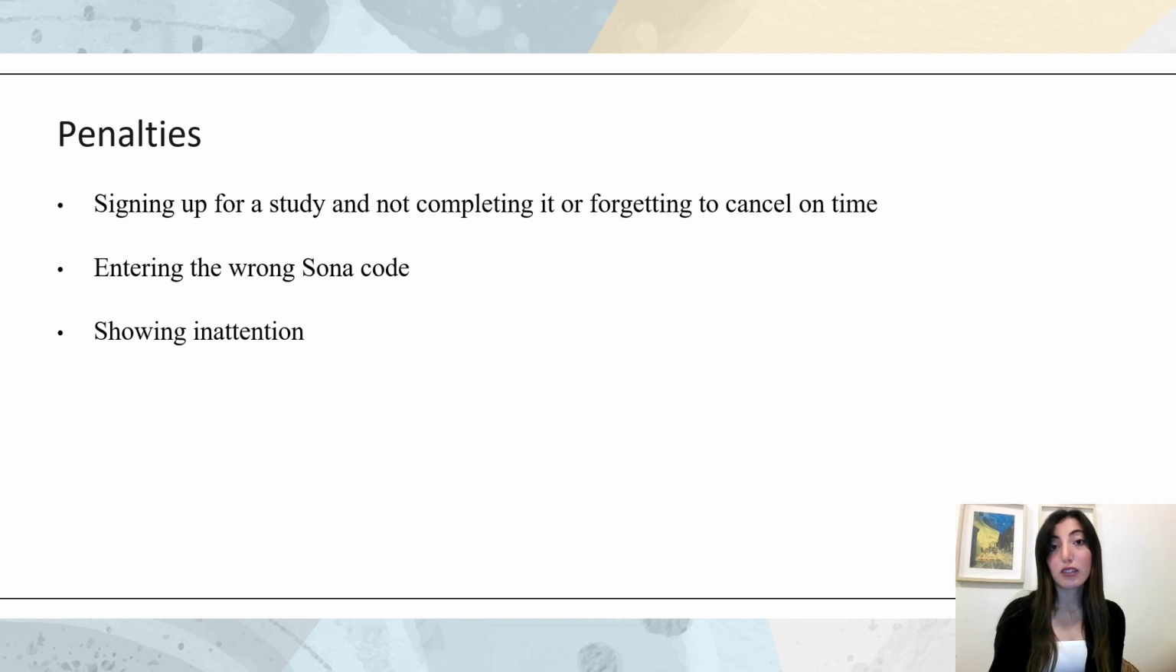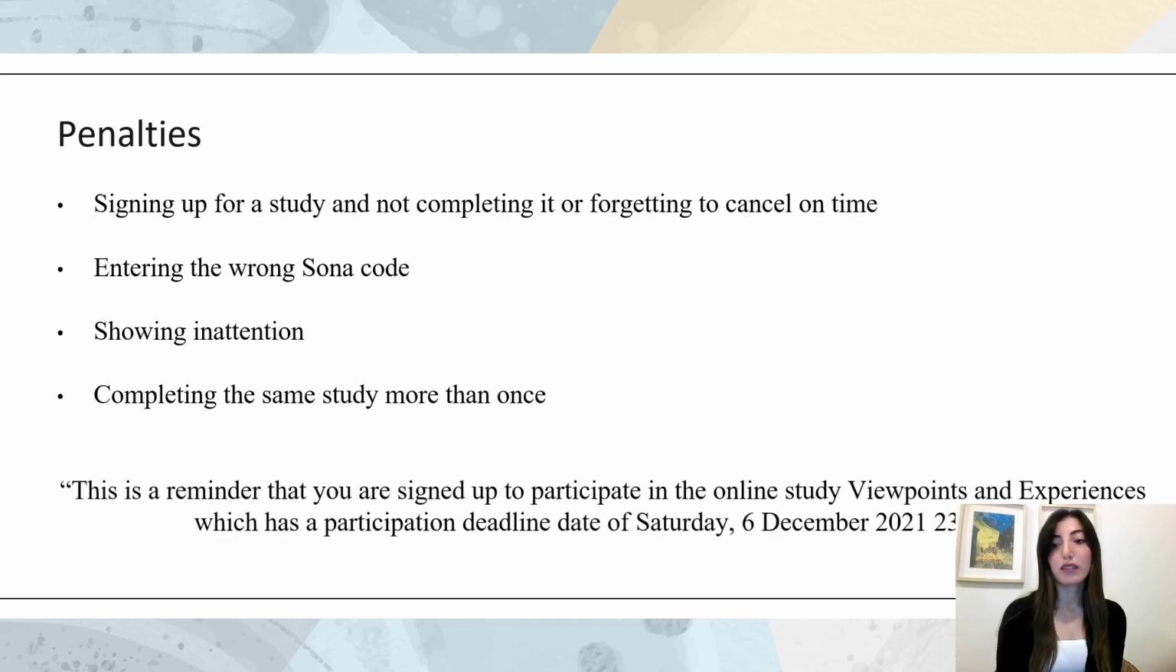If you show inattention when completing a study, or if you complete the same study more than once, the same penalty will apply. So you will lose 40% of the total amount of credits assigned for a study. Now, with that being said, SONA can sometimes send you email reminders, just like this one, urging you to complete a study whenever a deadline for a study is approaching. If this is a study that you have completed in the past, please ignore these emails and do not complete the study again for the second time. Otherwise, you will lose points.